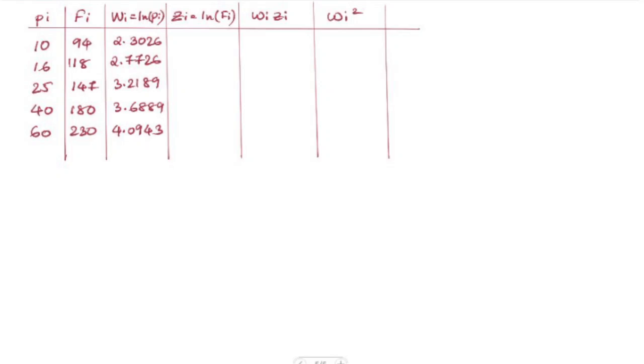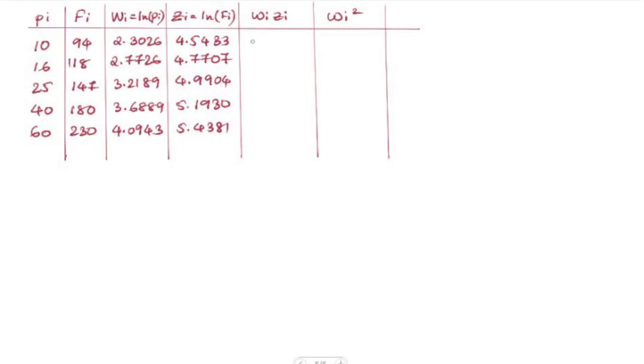And then for zi, if you calculate the natural logarithm of the values of the fi here, you will get 4.5433, 4.7707, 4.9904, 5.1930, 5.4381.